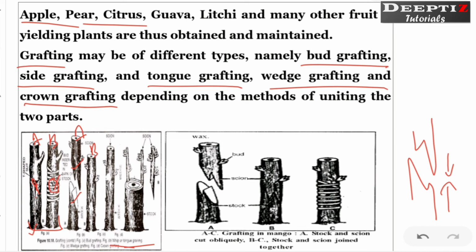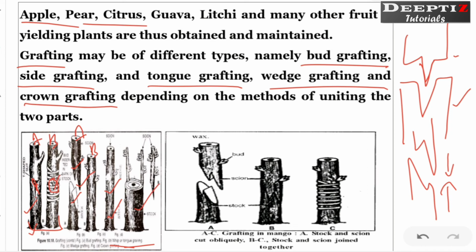And next, this one is called wedge grafting. A wedge is something V-shaped. So this is the stock and the scion is going to be like this. This is the stock and this is the scion, and this wedge is going to fit. Wedge means something V-shaped, like a tool. So this was the bud, this was the tongue, and this one was the wedge.